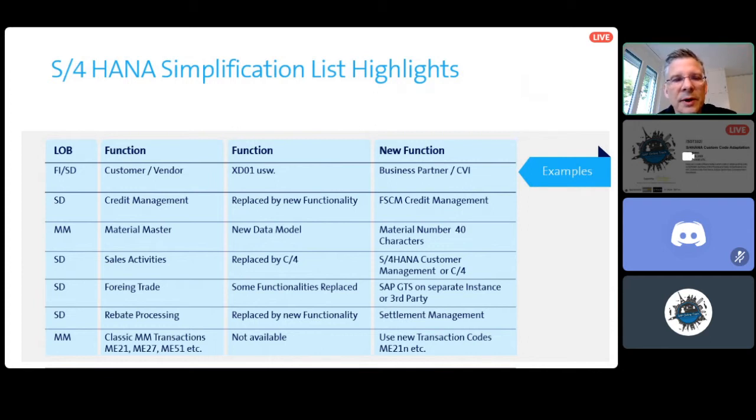In sales and distribution, we had the functionality of credit management, which has been moved to financial services credit management. So if you use that and have made your own code, you need to make use of the new functionalities and tables. For material master, we have some changes in the data model, and also the material number itself. It's now a 40-character field, so that might give you different offsets in your code. It was 18 digits before, and this needs to be taken care of.